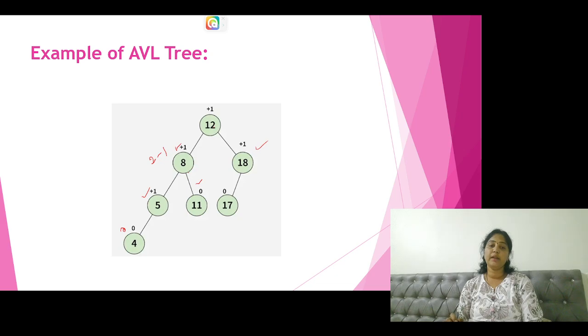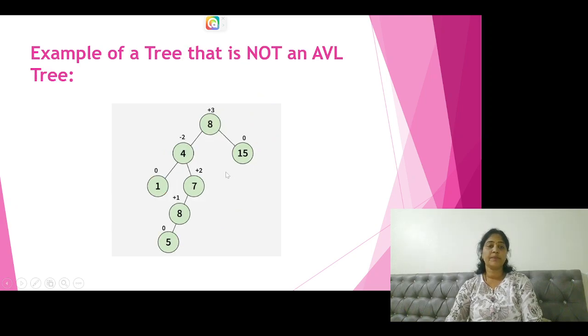And for 12, the maximum height of the left side is 1, 2 and 3, right? So 3 on the left and 2 on the right. 3 minus 2 is 1. So all nodes satisfy the balance factor rule, so you can say that the given tree is an AVL tree.